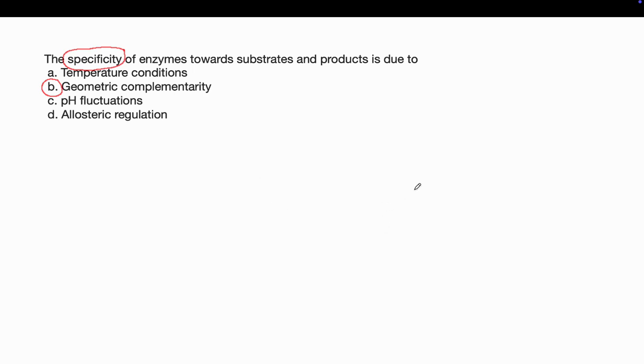Geometric complementarity is nothing but there is some... So we studied that specificity could be because of either geometric, or electronic complementarity, and it could also be because of stereo specificity. Okay, it could be because of stereo specificity.